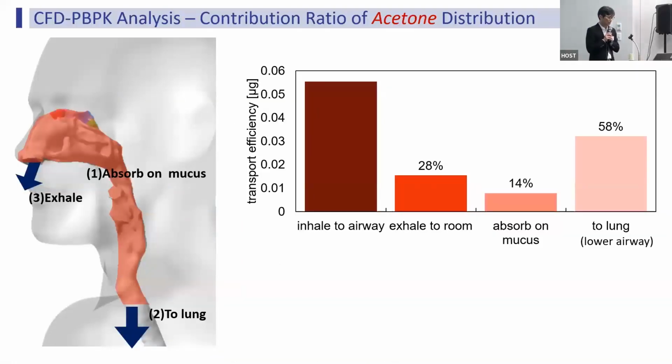Okay, this is a contribution ratio analysis of acetone distribution inside the respiratory system. The left-hand side bar shows the total inhalation of acetone, and 28% of acetone will be exhaled to the indoor environment, 40% of inhaled acetone will be absorbed on mucus, and 55% of inhaled acetone will reach the alveoli region. This is the distribution of the inhaled acetone during one breathing.